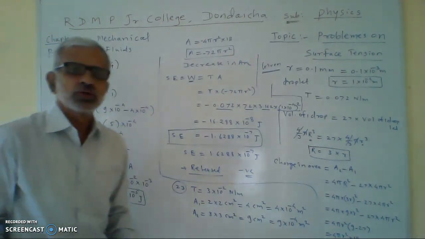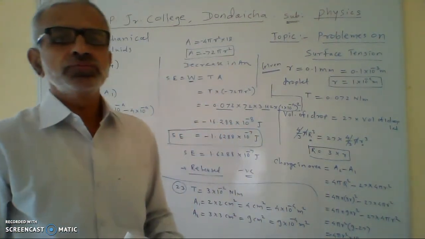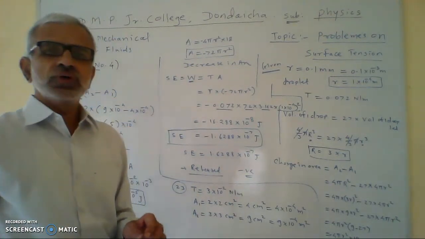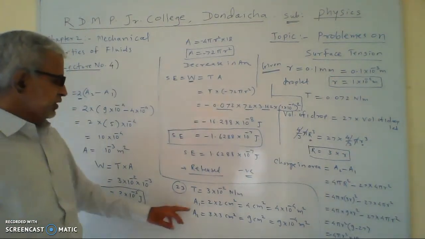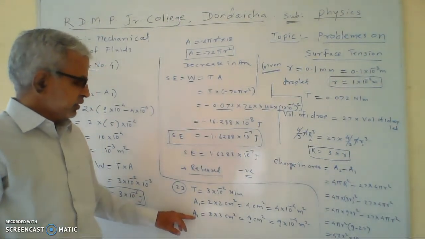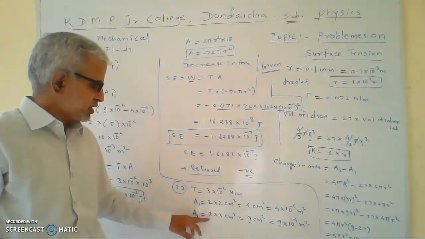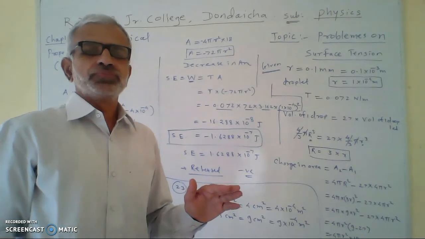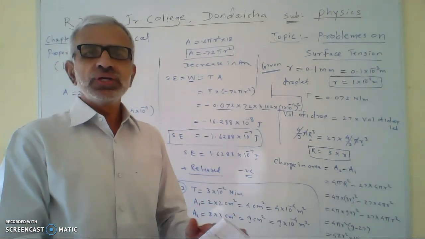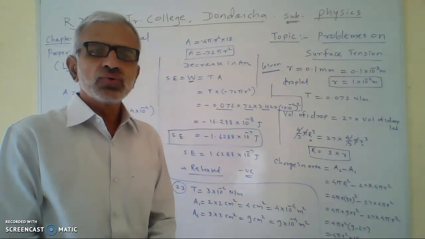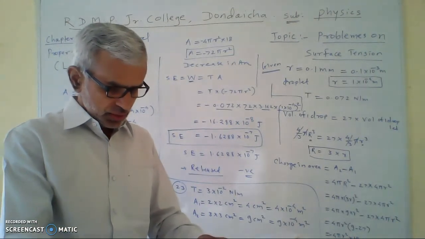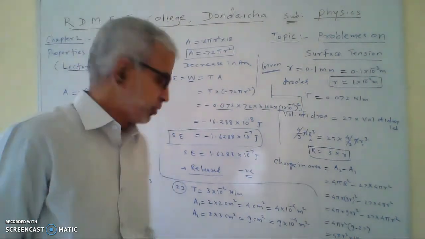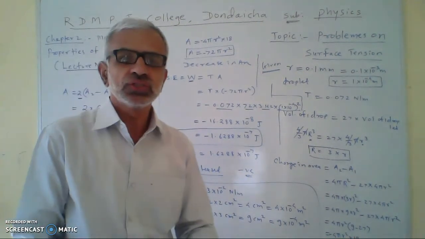Now here in this problem, the size of the rectangular wire is given, the initial size is A1, and the size of the soap film is 3 by 3, and from that we determine the change in area during the process, and from that we have determined the work done during the process, and that work done is found to be W is equal to 3 into 10 raised to minus 5 joule.